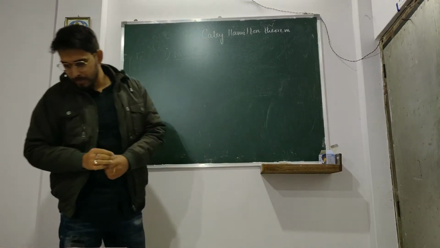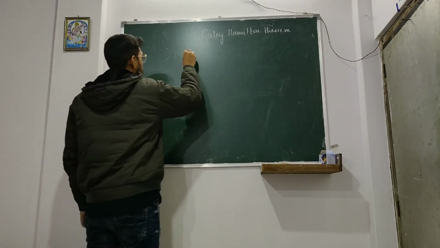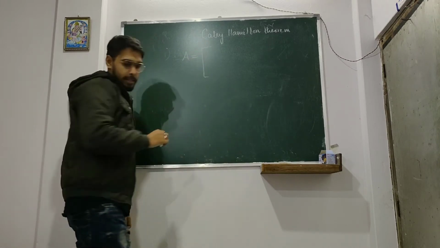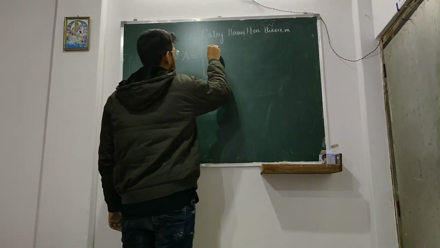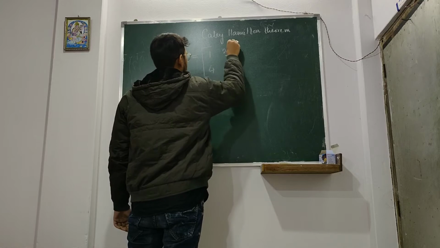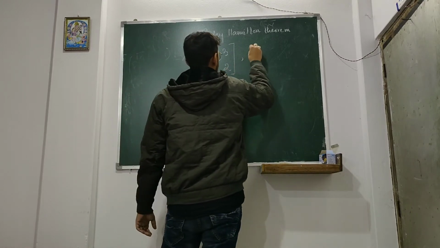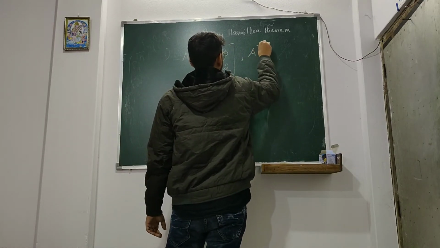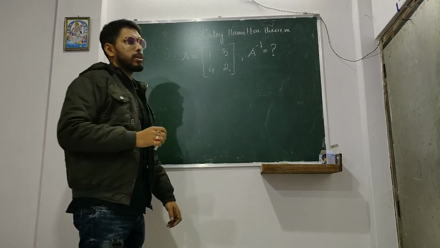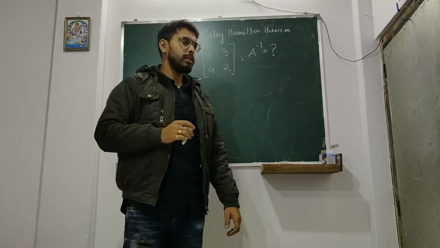So the question goes like this. Again, you are given a matrix. Let's say this is 1, 3, 4, 2. A is given as 1, 3, 4, 2, and we have to find the value of A inverse, and we are using the Cayley Hamilton theorem to figure out this particular question.